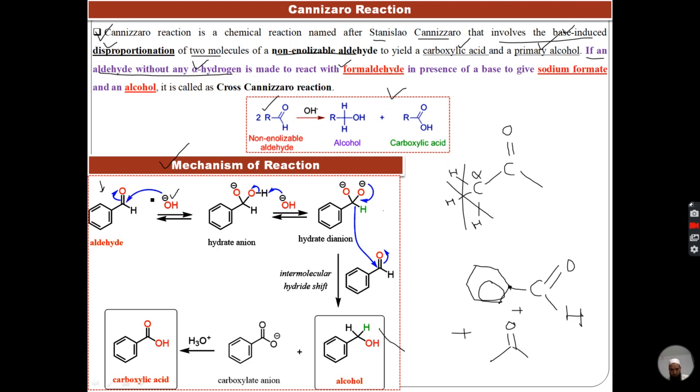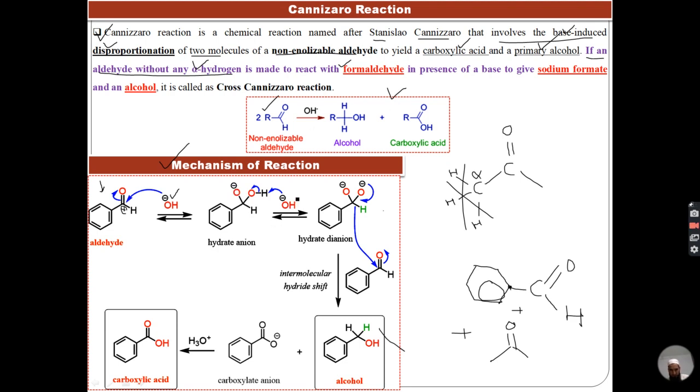Oxygen is highly electronegative. In presence of this base, this pi bond will move towards oxygen. So carbon gets a plus charge. So now we have the nucleophilic addition. So क्या बनेगा यहाँ पे? Now this carbon contains OH and O negative.